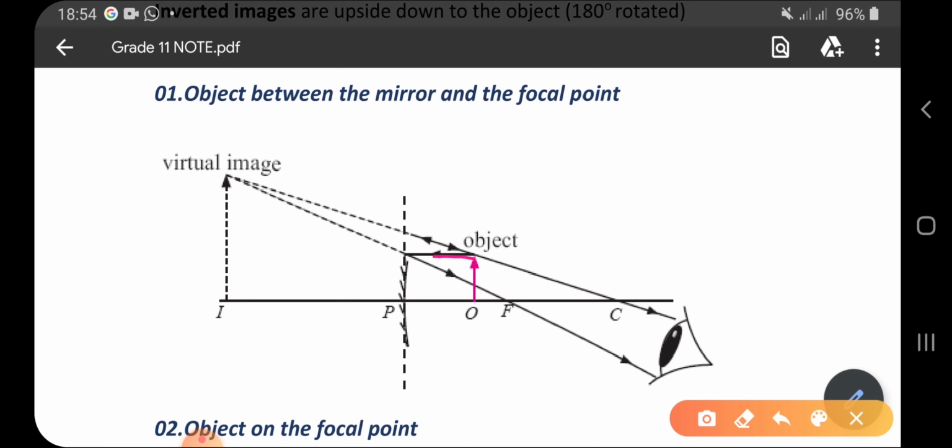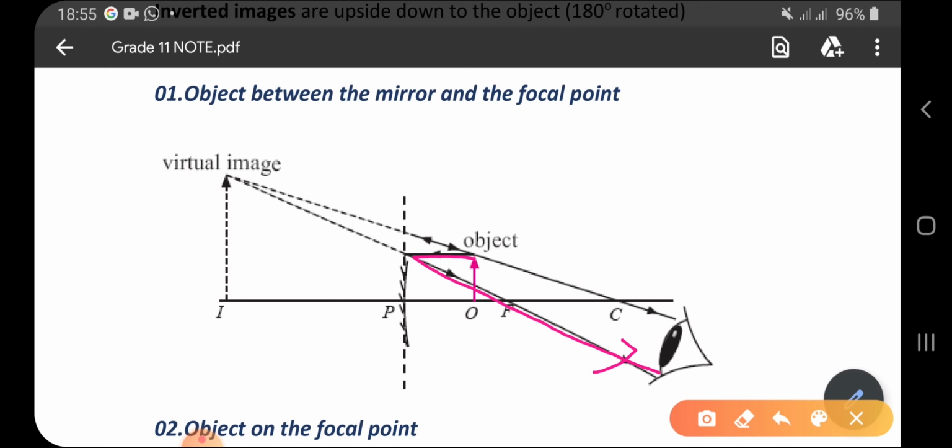As you can see here, the light which comes parallel to the principal axis moves through the focal point and it is going to the eye. And the other light ray we are taking is the ray that passes through the center of curvature. If you remember, the light ray that comes from the center of curvature will be reflected back through the same path.